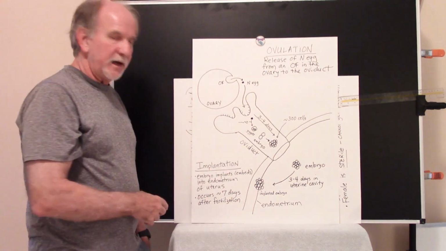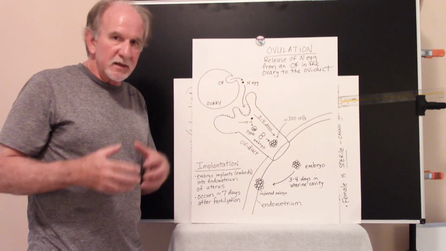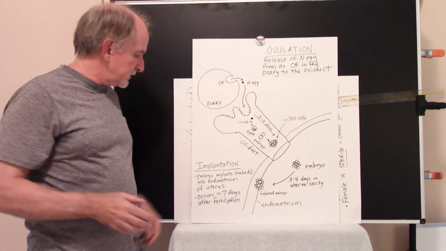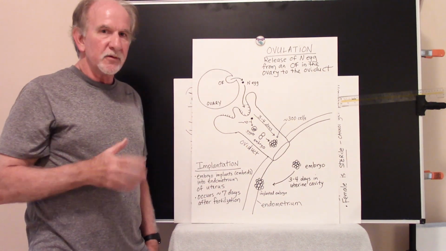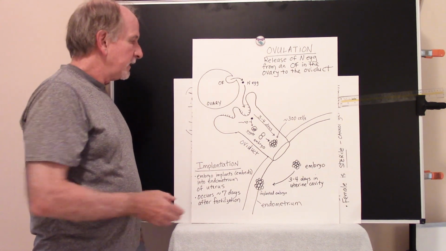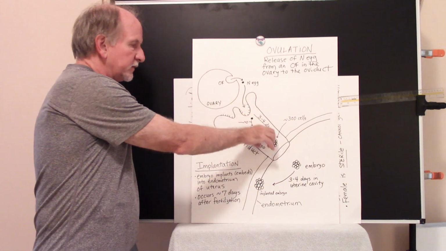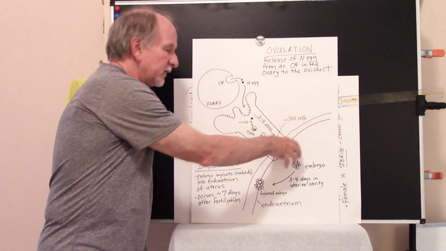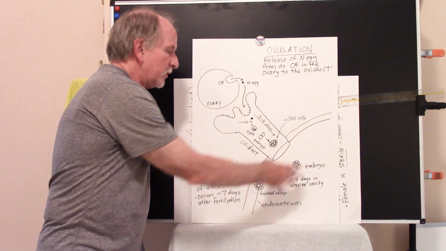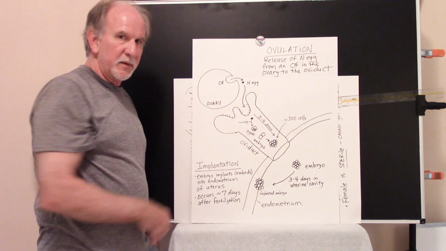Implantation, when the embryo embeds into the endometrium or lining of the uterus, occurs roughly 7 days after fertilization. So fertilization occurs in the oviduct. After about 3 to 4 days, the developing embryo enters the uterine cavity, and after another 3 to 4 days, the embryo will implant or embed itself into the endometrium.